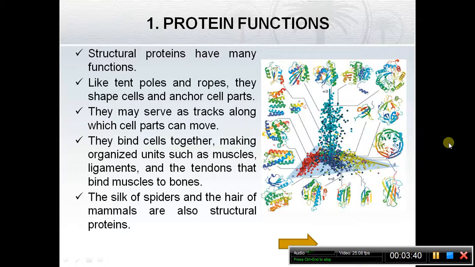Structural proteins have many functions, like tents, posts, and ropes. They shape cells and support cell parts. They make tracks along which cell parts can move. They bind cells together, making organized units such as muscle, ligaments, and the tendons that bind muscle to bones. The silk of spiders and the hair of mammals are also structural proteins.